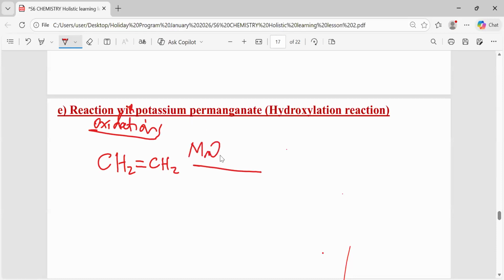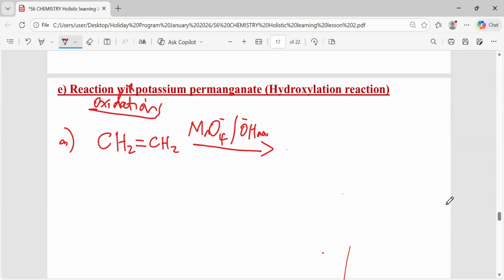Potassium permanganate in the presence of OH, aqueous. So you complete it and then you also write the mechanism. We can also try out part B. These ones, let's note them down. These ones, I expect you to try them out.